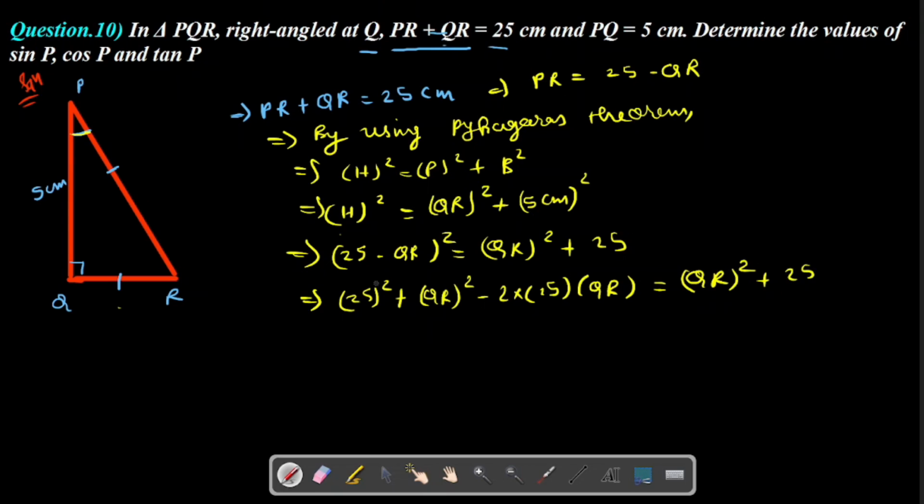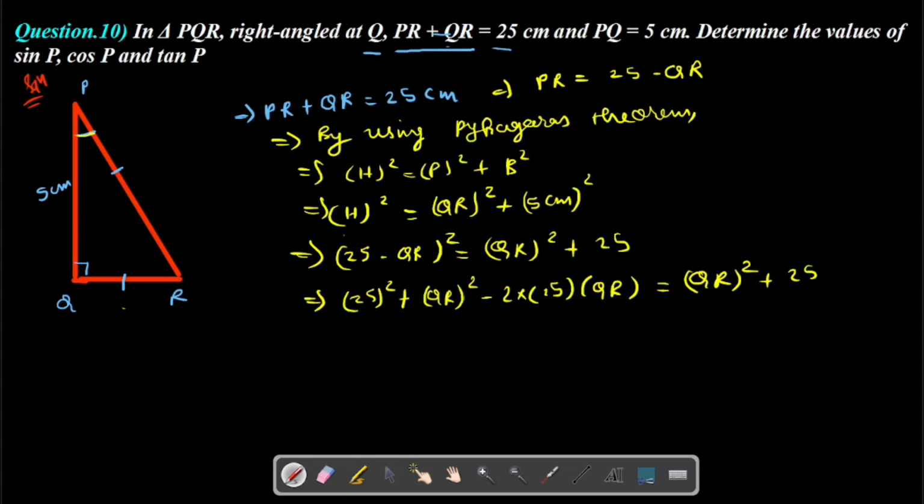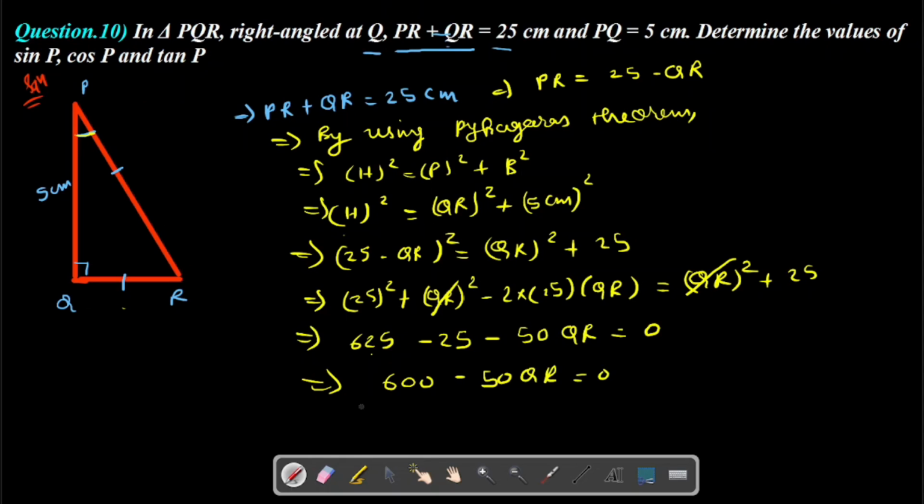Now it's 25, so here QR square and QR square will be cancelled out. We are left with 25 square, which is 625, and this 25 becomes minus 25. Minus 25 into 2 is 50 into QR equals 0, right? Now 625 minus 25 is 600, minus 50 QR equals 0. So 50 QR equals 600, right?